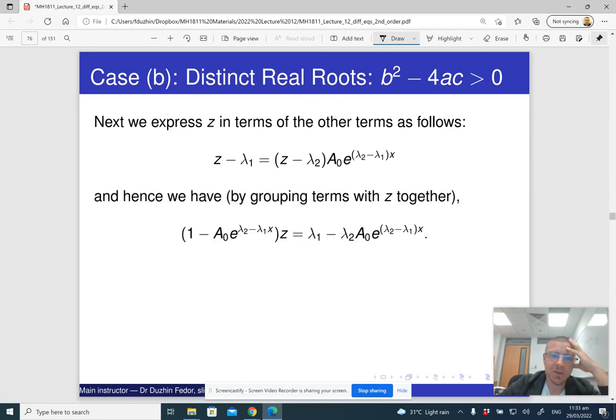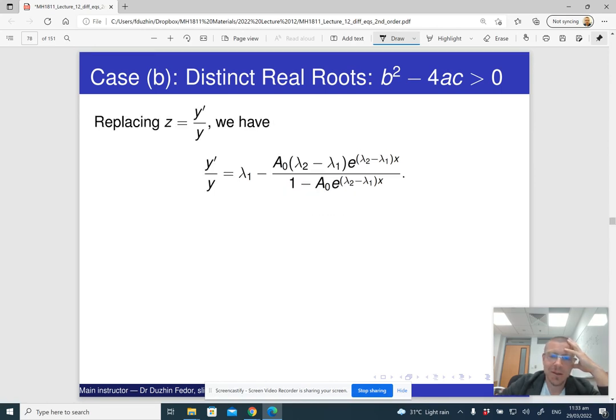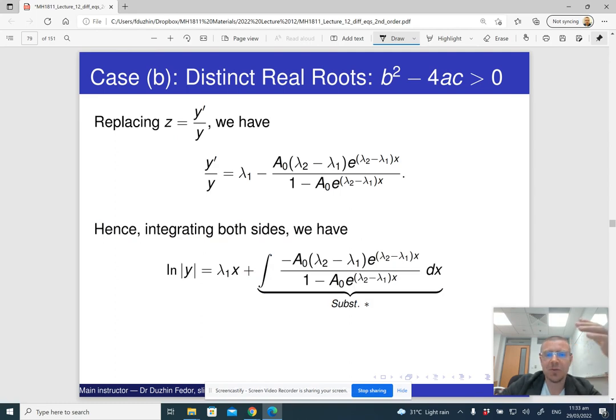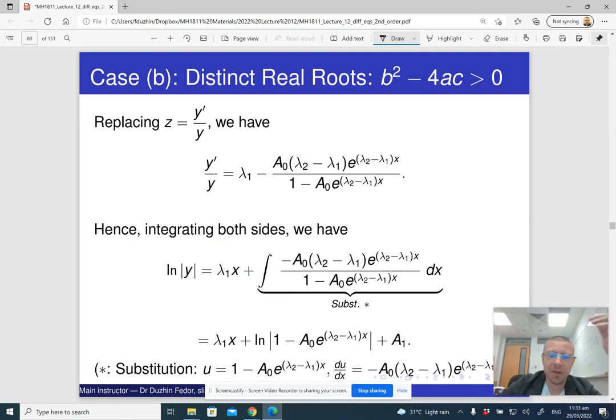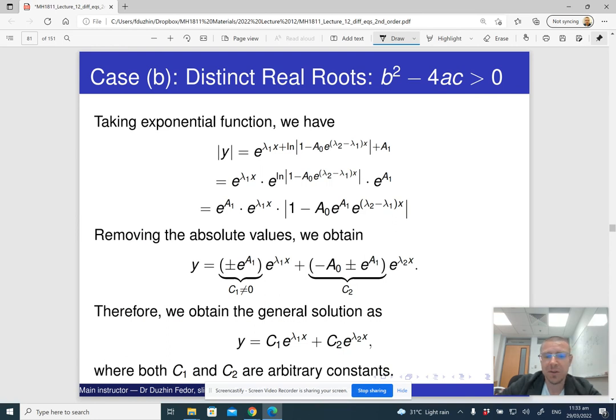Okay, so let me just skip forward. So if you're interested, you can just read the slides carefully. But conceptually, there is nothing difficult here. It's just that it's a very, very long calculation. And in the end, we are going to obtain the general solution as we expected it to be.